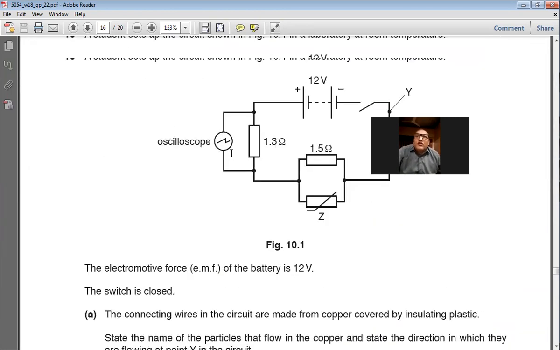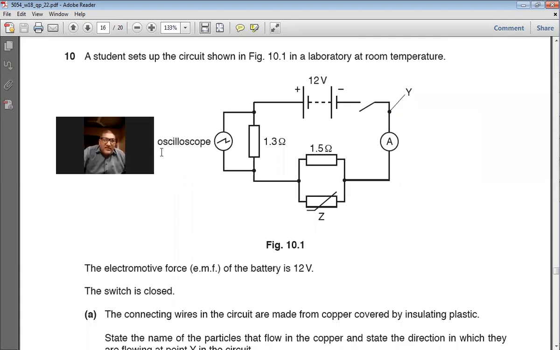So here is that question. The trace is about the voltage drop across the 1.3 ohm resistor. But when you increase the temperature, the resistance of this thermistor will be affected. But the voltage drop on the CRO is the voltage drop across that fixed resistor.